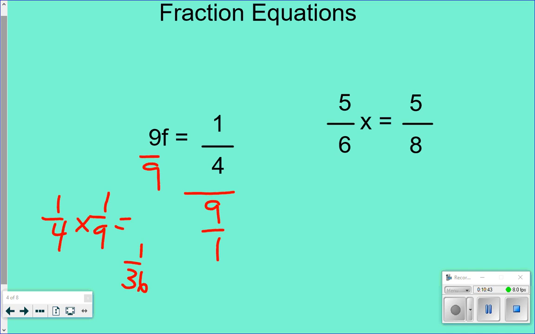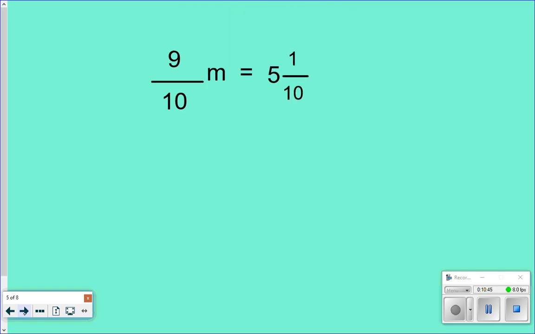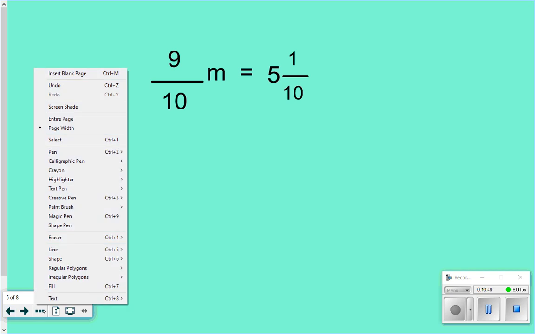Okay, there was one I really wanted to show. Not that one. Not those. I want to show one that looks like this.